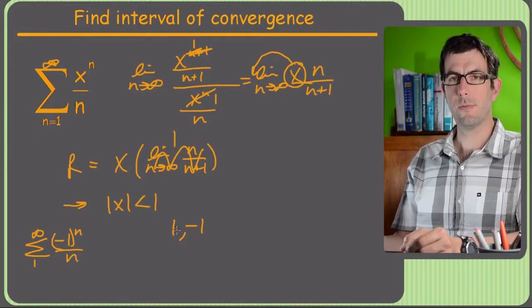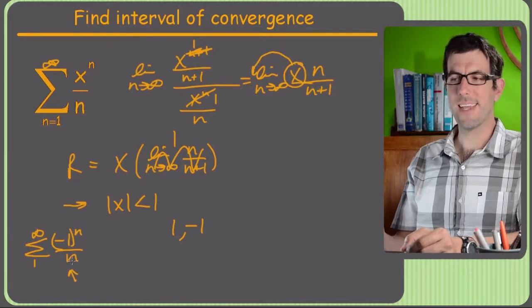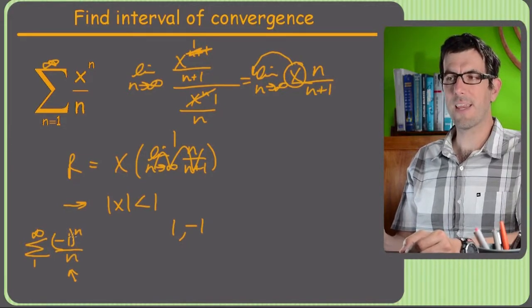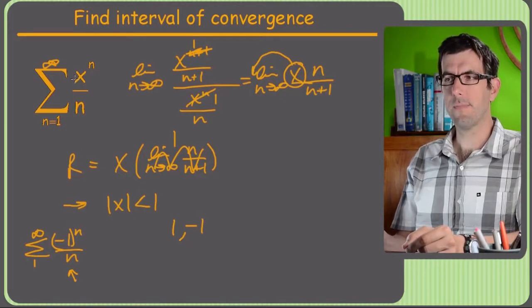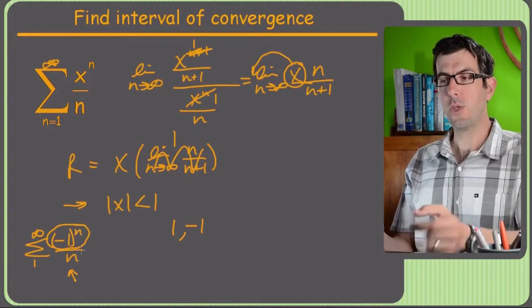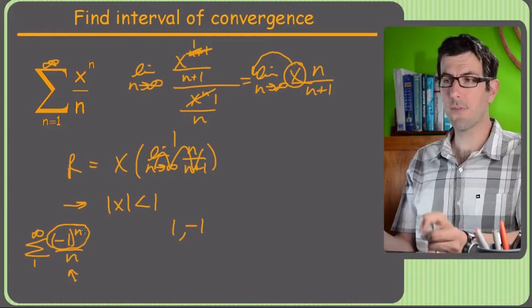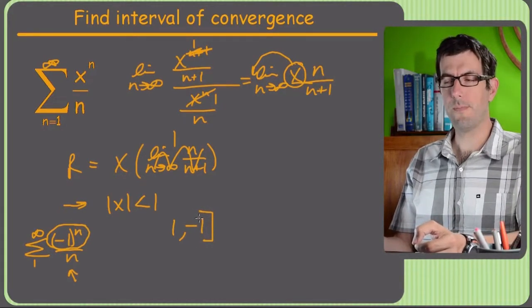Does that converge? Well, you might be thinking it doesn't because it's a harmonic series, just 1 over n, except it alternates, right? Because it's got negative 1 to the n. So when you plug in negative 1 for x, you end up with this, which makes everything alternate. And as we know from previous chapters, the alternating harmonic series does converge. So you actually get a square bracket for negative 1.